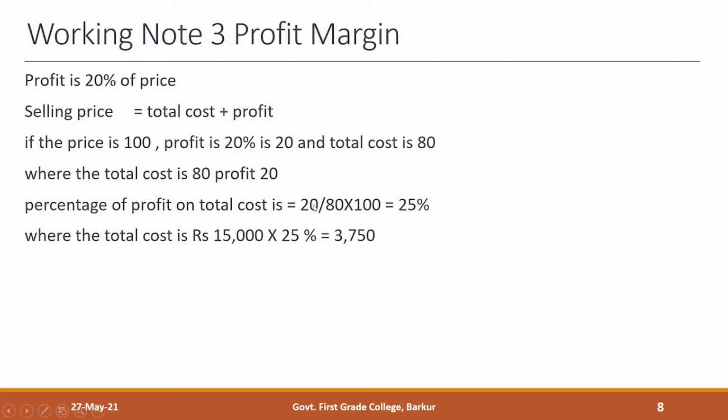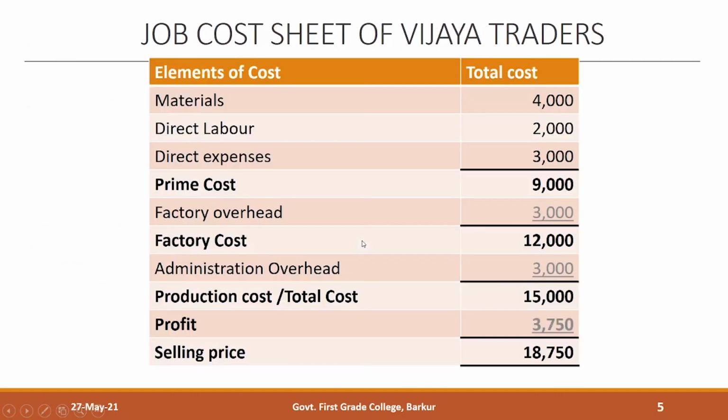So I can use the same formula, cross multiplication. If 80% accounts for 15,000, what is 20%? Or I can do like this, I can arrive at the percentage. 20 divided by 80. On the cost 80 rupees, I have a profit margin of 20. Then what is on the selling price? That will come to 25%. So 15,000 into 25% gives me 3,750, which I have further added back to the profit. This gives me the total selling price of 18,750. Now this is the job cost sheet which I have prepared for Vijaya Traders.